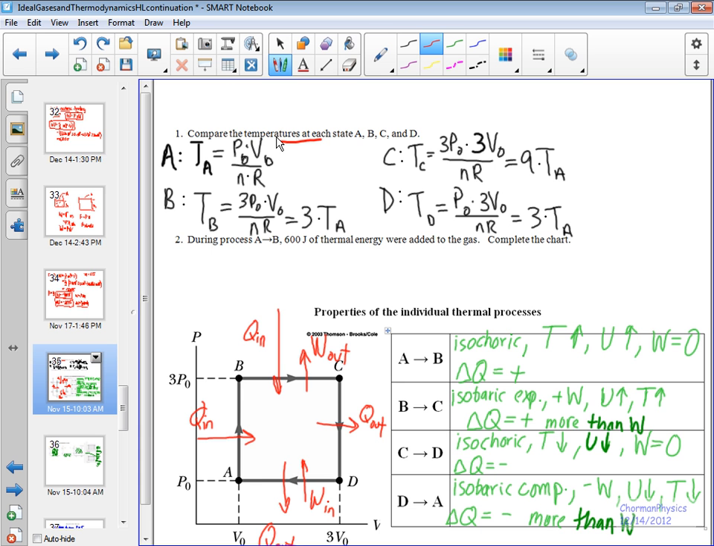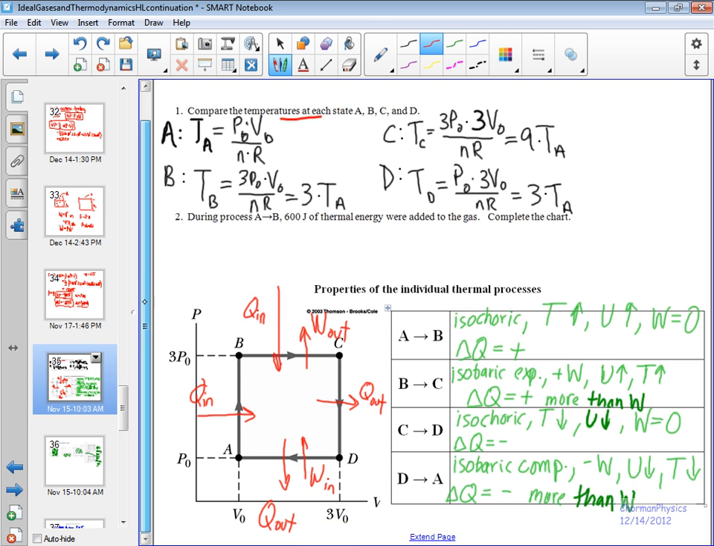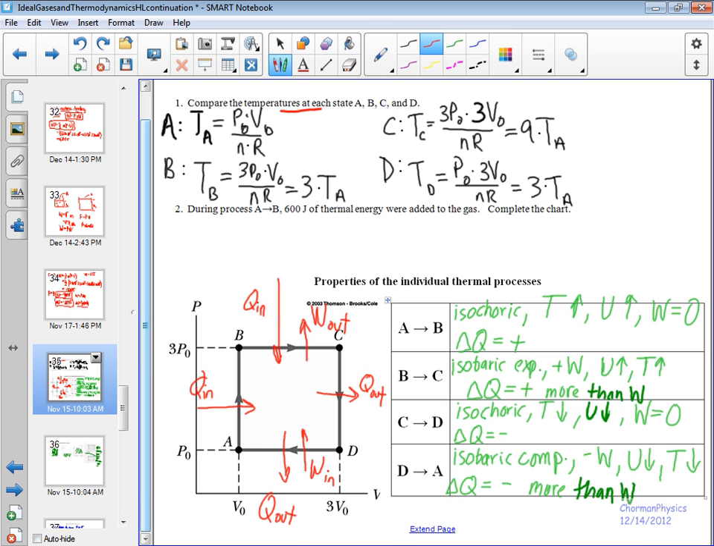Okay, so we're just looking at the properties of each of the individual thermodynamic processes. A to B again is isochoric heating. Temperature goes up, internal energy goes up, work equals 0. Delta Q is positive. B to C is isobaric expansion, work done is positive by the gas. Internal energy goes up and the temperature goes up, so therefore delta Q must be positive to keep up with all that.